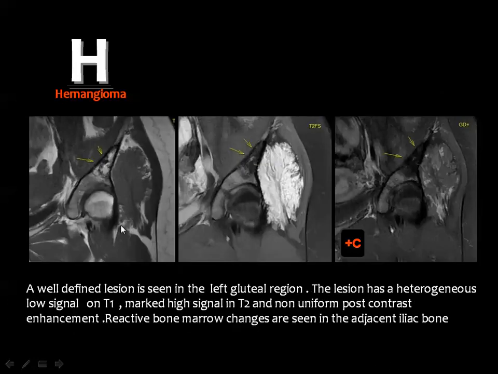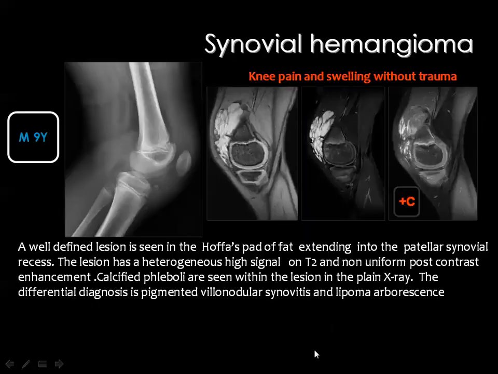And this is another lesion in the gluteal region, low signal in the T1, high signal in the T2, and some contrast enhancement in this T1 with fat suppression.